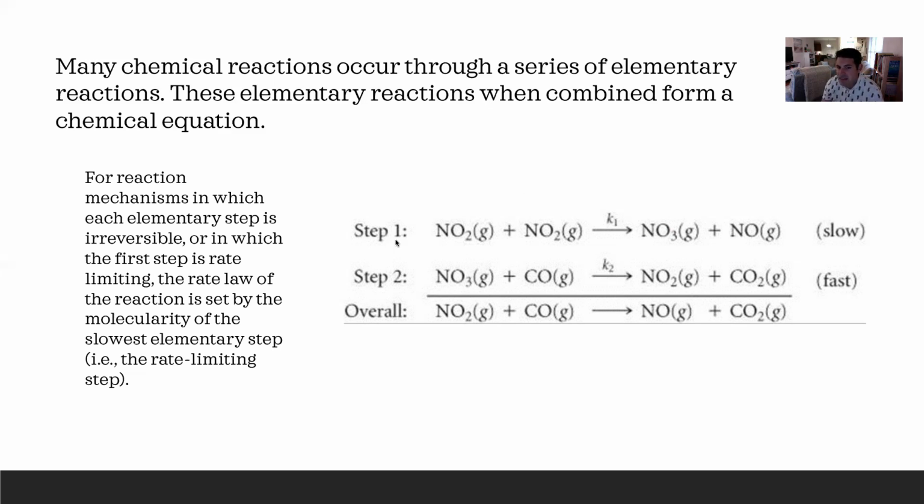So in step one, the rate would be the concentration of NO2 squared, because it's bimolecular, all right? And we wouldn't even worry about anything happening in step two, and that would explain the rate for this overall reaction, right? Step one is the rate determining step. And we often see this information given: slow, fast.